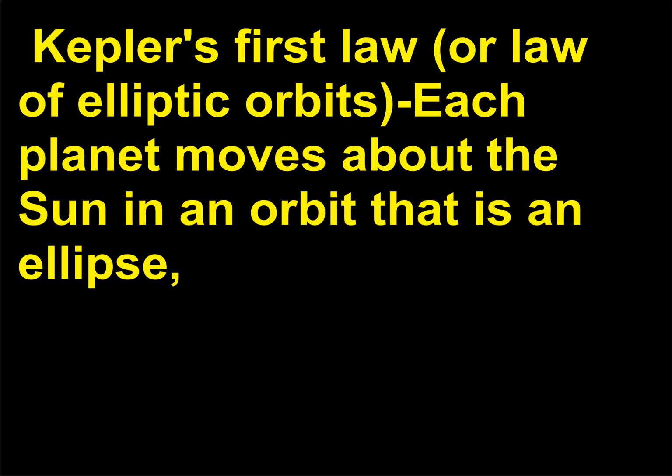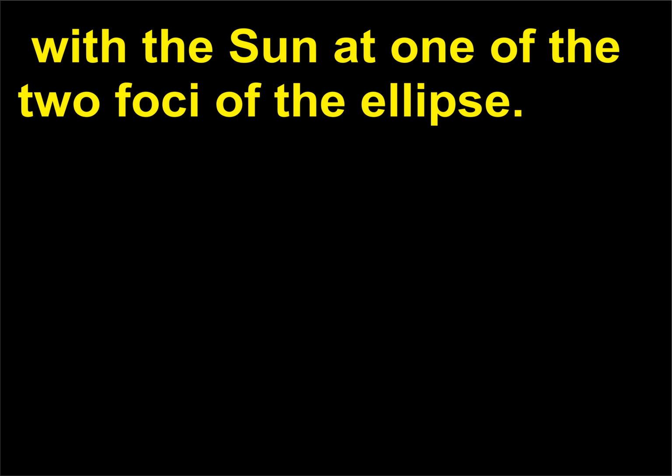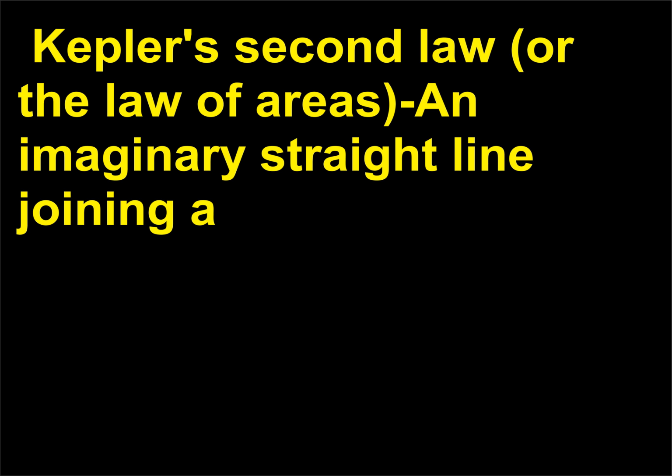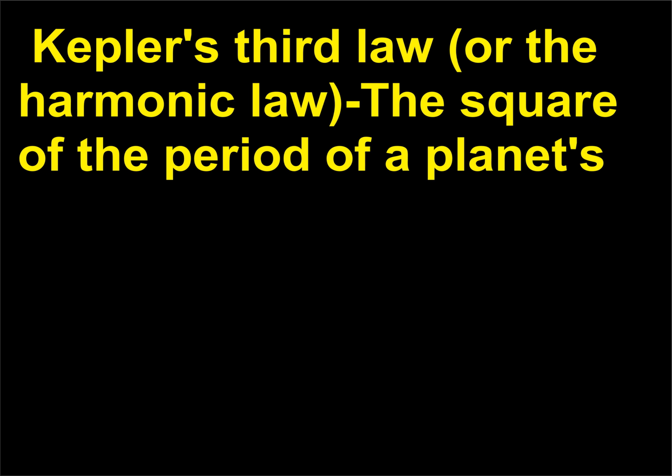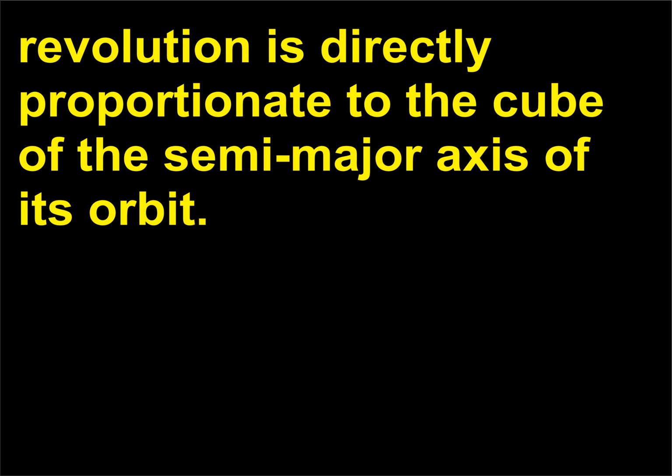Kepler's first law, or law of elliptic orbits: each planet moves about the Sun in an orbit that is an ellipse, with the Sun at one of the two foci of the ellipse. Kepler's second law, or the law of areas: an imaginary straight line joining a planet to the Sun will sweep out equal areas of the ellipse in equal periods of time. Kepler's third law, or the harmonic law: the square of the period of a planet's revolution is directly proportional to the cube of the semi-major axis of its orbit.